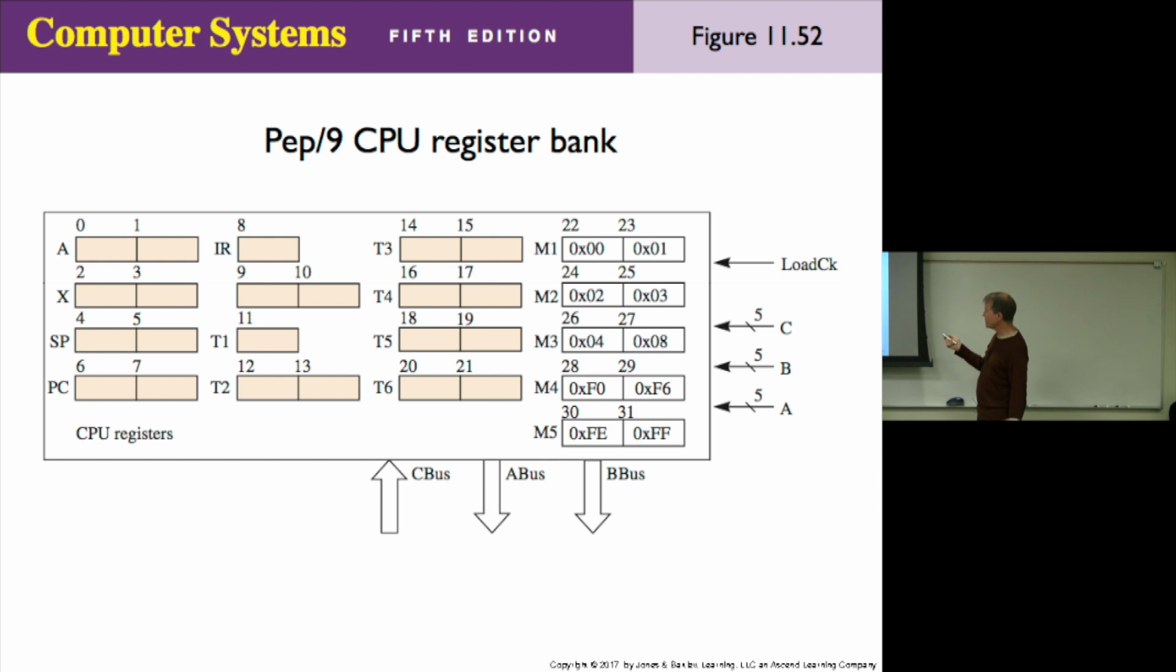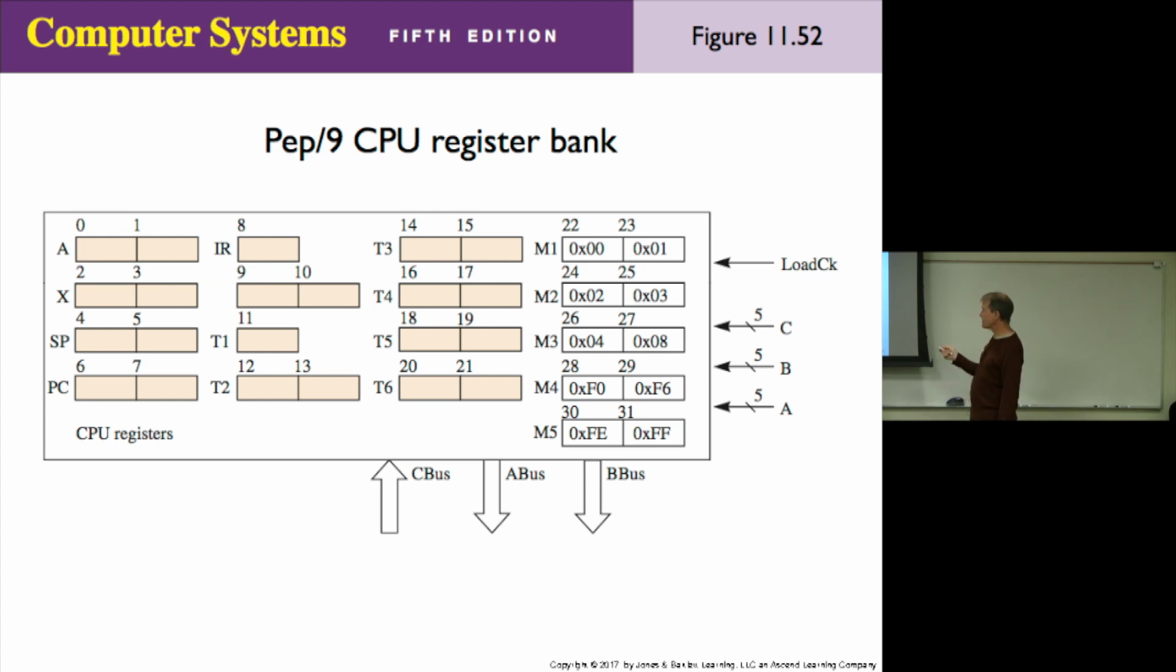0, 0 is at address 22. 0, 1 is at address 23. 0, 2 is at address 24. 0, 3 is at address 25. 0, 4, 0, 8. So we have a bunch of the little ones, and then we also have a bunch of the big ones, like 0xFA, FC, FE, and FF, which are the bit patterns at address 28, 29, 30, and 31. Right?